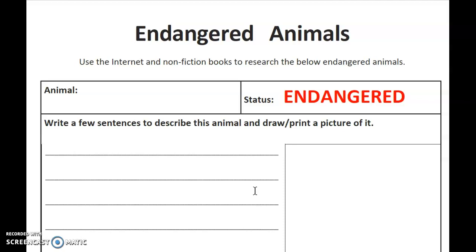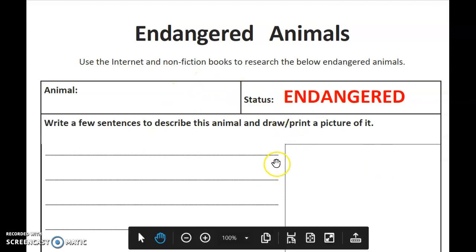Okay? I hope you have fun finding out about an endangered animal. If you want, you can watch a YouTube video about an animal, or maybe you can look in a book. If you have a book in Italian about an endangered animal, that's fine, but you have to do your work here in English, obviously. Okay?